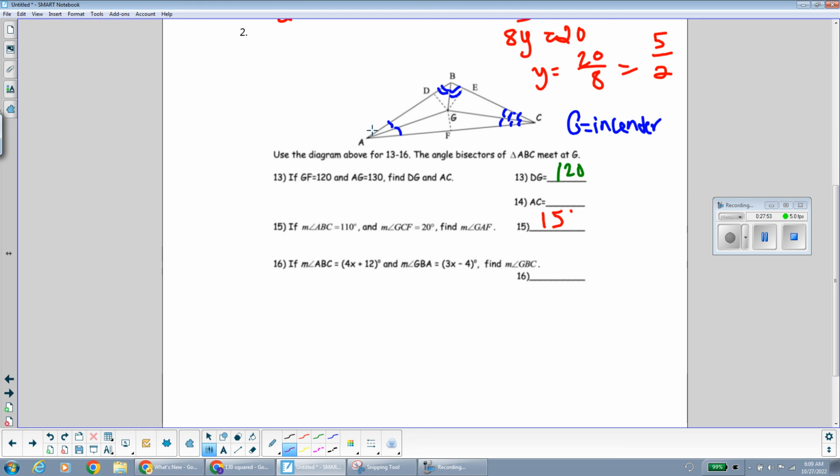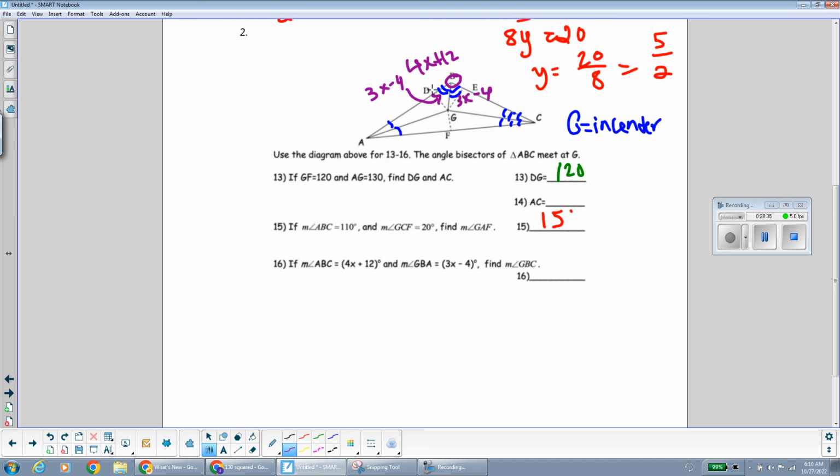If the measure of angle ABC, that's this whole angle here, is 4x plus 12 degrees, and GBA, where is GBA? GBA is half of that angle, is 3x minus 4. Find GBC, so find the other half of that angle. Well, these two halves should be the same thing because we have an angle bisector here. So if this is represented as 3x minus 4, this should also be represented as 3x minus 4.